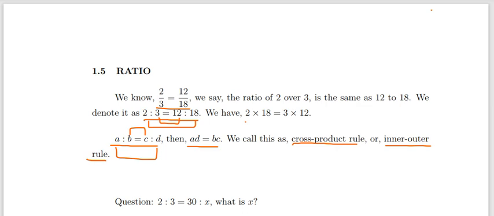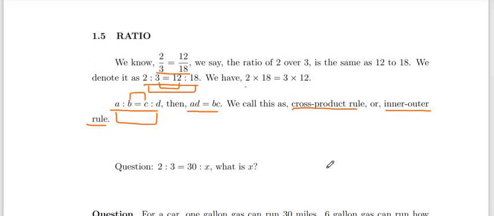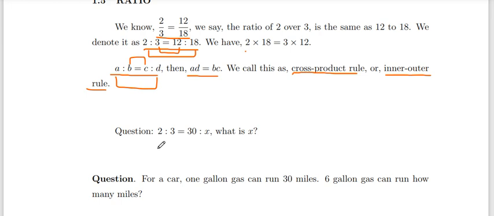So the outside multiplied together, A times D, equals the inside multiplied together, B times C, right? Okay. So here we have this question like 2 over 3 equals 30 over x. So what is x? We just do this: 2 times x equals 3 times 30, right?